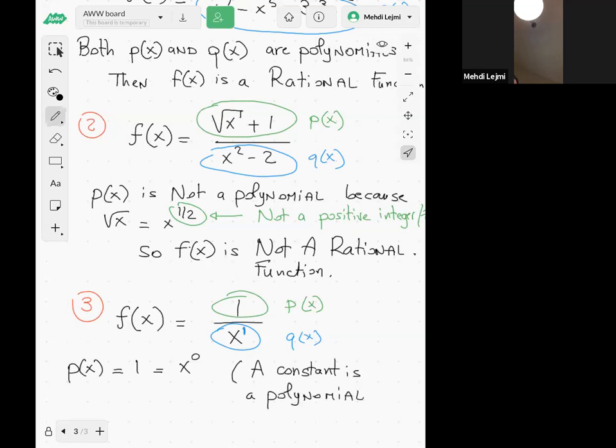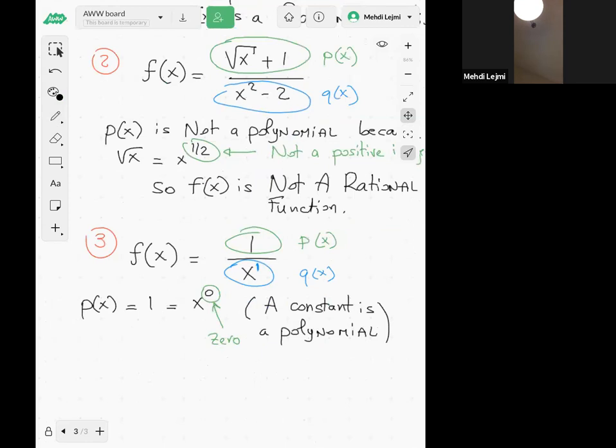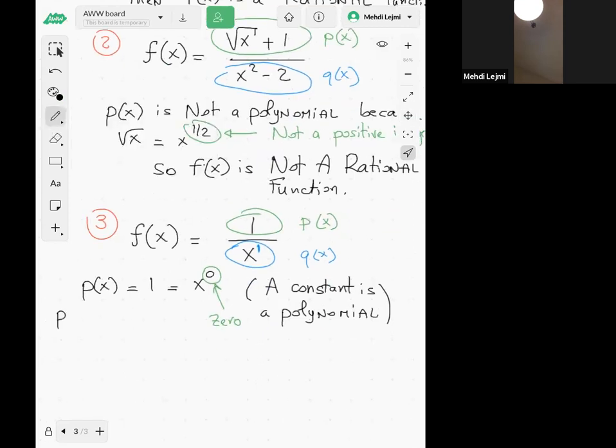It's a polynomial because the power is 0, and that's allowed. It's either a positive integer or 0. So in this case, p of x is a polynomial, and so f of x is a rational function.